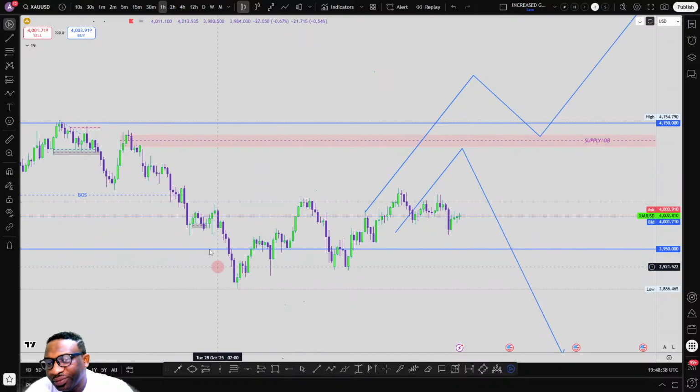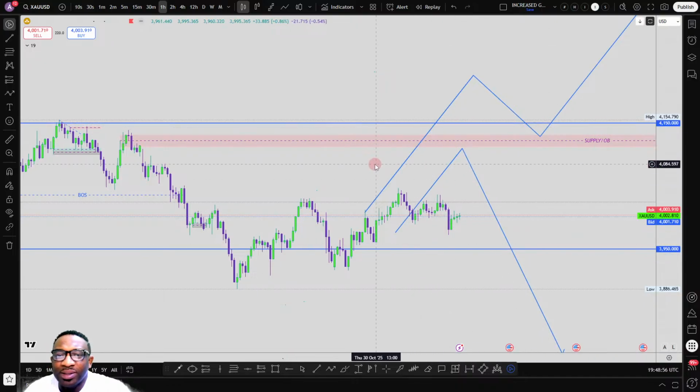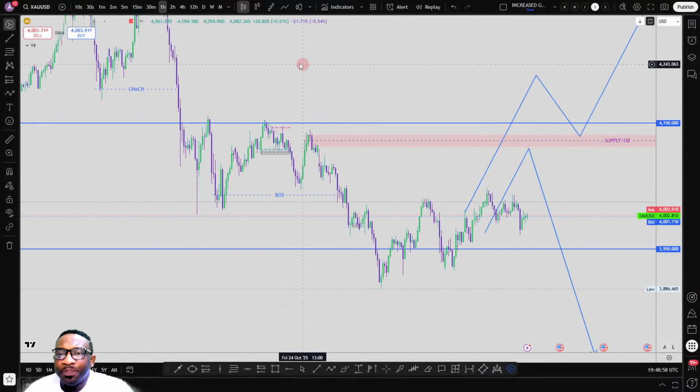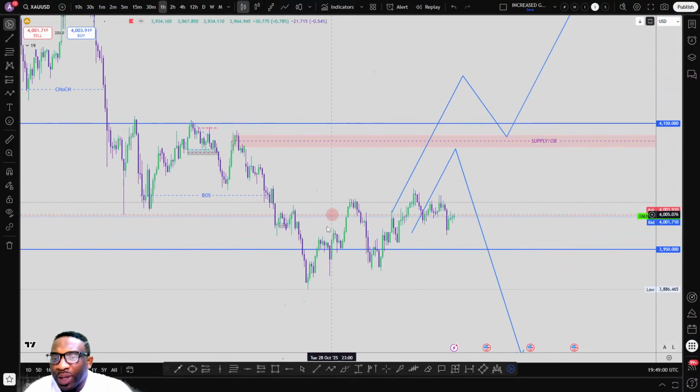from this impulsive move, we touched on the 3950 key level, pushed above it, came again, then pushed above. So currently we are within the 3950 key level and then the 4150 key level. This is the zone we are in now.